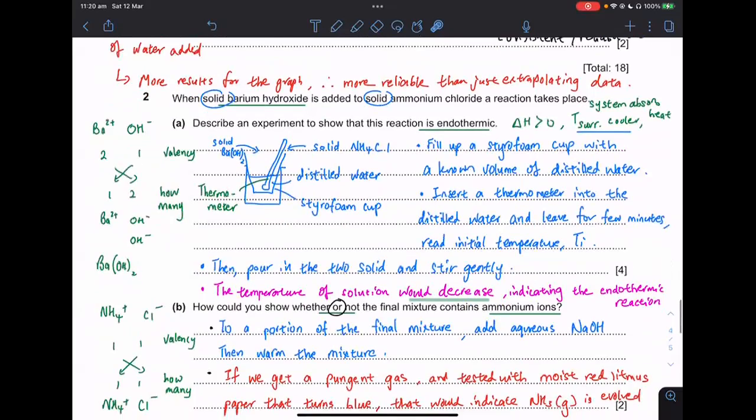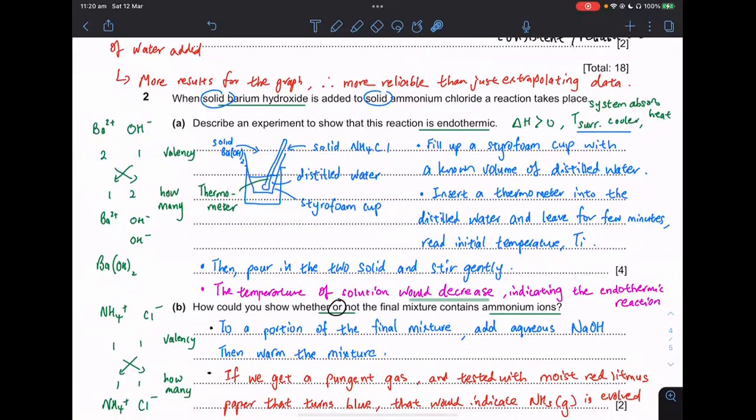In this next part, I don't know, people started writing equations. This is about experimental procedures. It's not about theory. It's more about the practical steps, the practical procedures. So make sure you know the difference between theory and practical. You mix the solid, but you need water. If you don't have the water, you don't have solutions.